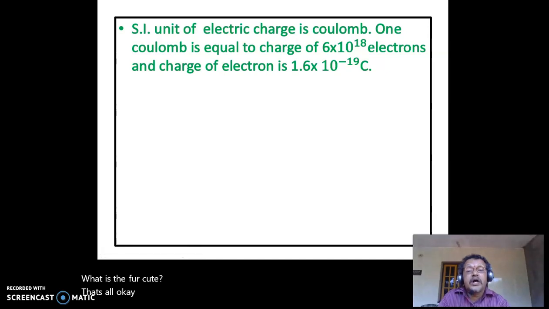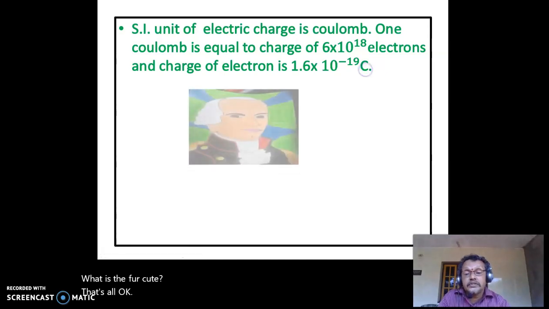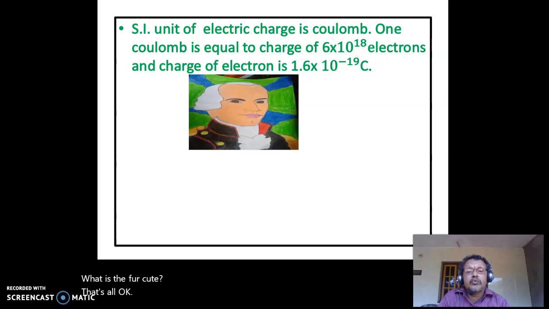Okay. Next, Coulomb is the scientist who found the charge of electrons. Therefore his name is Coulomb, so we use the word coulomb as the unit of charge.